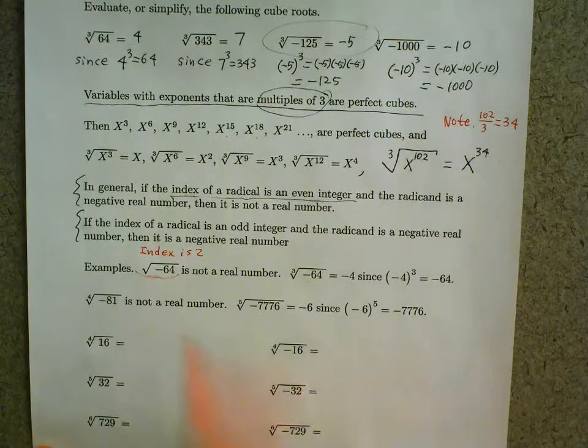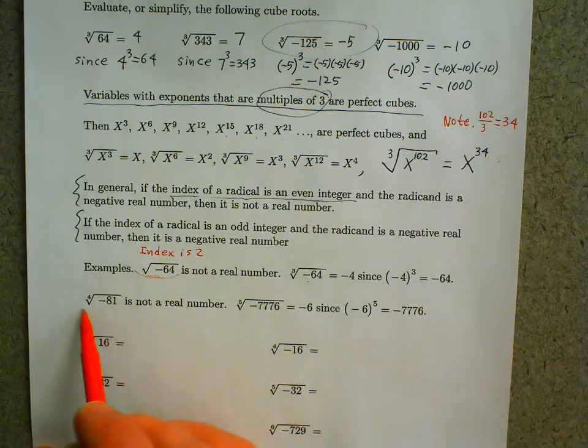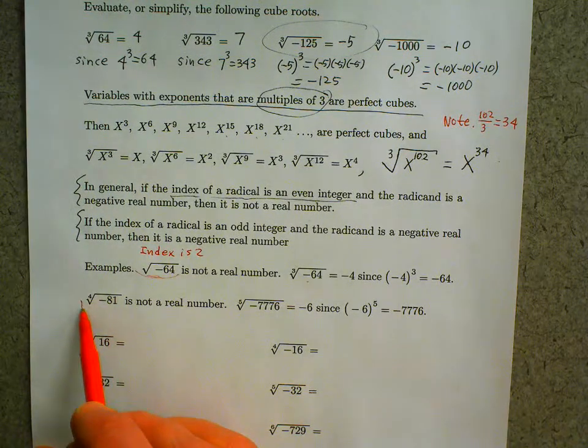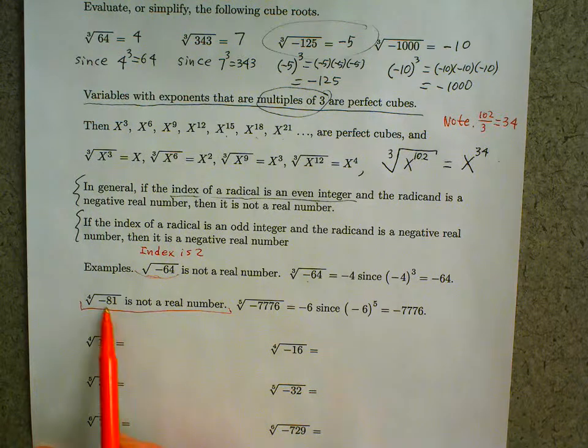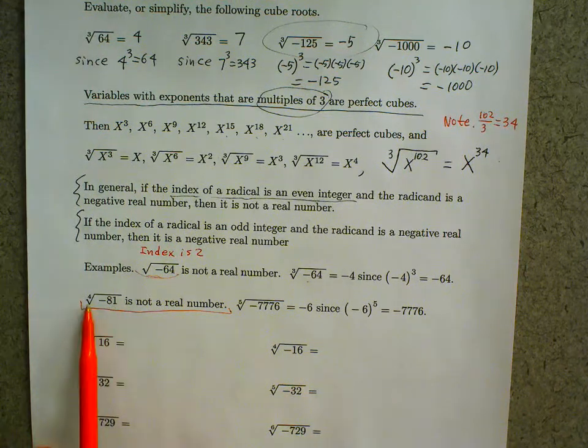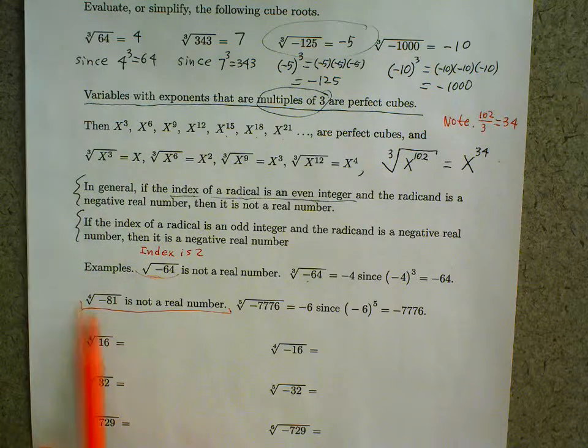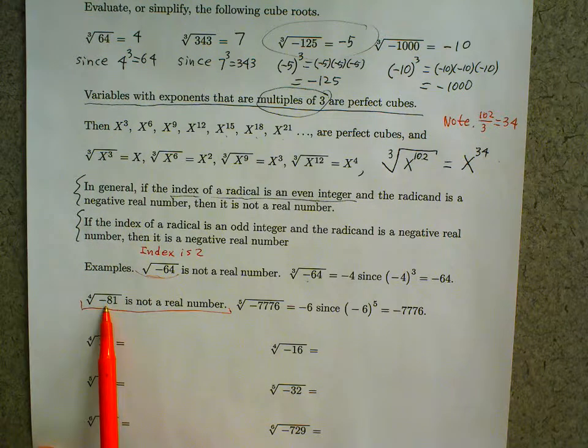Okay, one more pair of examples. The fourth root of the number negative 81. This time the index is 4. But 4 is an even integer, so the fourth root of negative 81 is not a real number because the index is even and the radicand is negative.